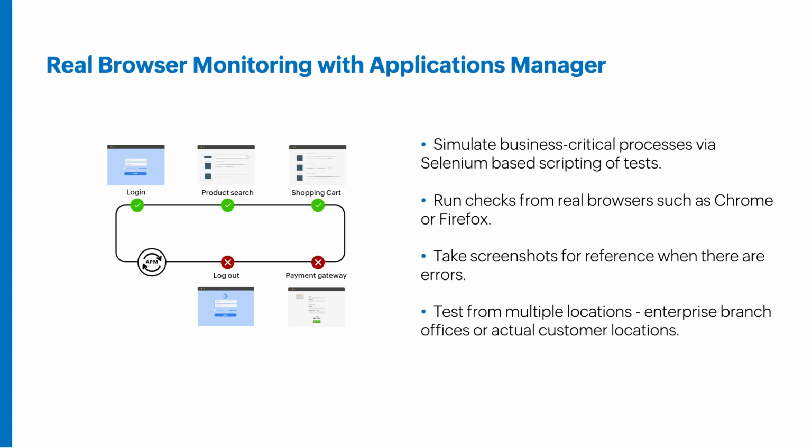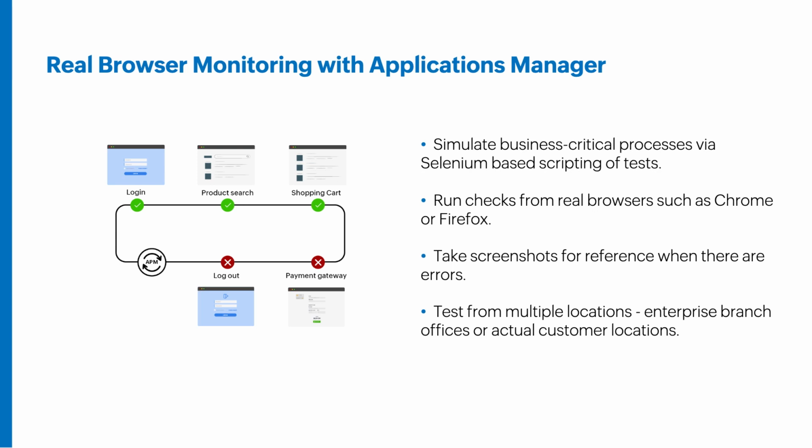So you can also run checks from real browsers such as Chrome or Firefox. Applications Manager then opens up a real browser in which it plays the recorded transaction again to identify if any error occurs. During the playback, data collection takes place and all performance metrics are then published on the monitor dashboard. You can take screenshots for reference when there are errors. It also lets you take any screenshots during the playback, and you can test it from multiple locations. To facilitate the monitoring in multiple locations, we make use of end user monitoring agents, as I mentioned before.